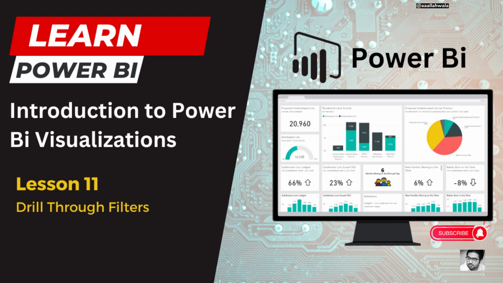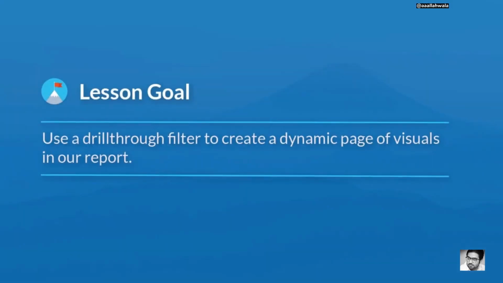In the previous lesson, we looked at visual, page, and report filters and how they differ from slicers. In this lesson, we'll use a drill-through filter to create a dynamic page of visuals in our report.